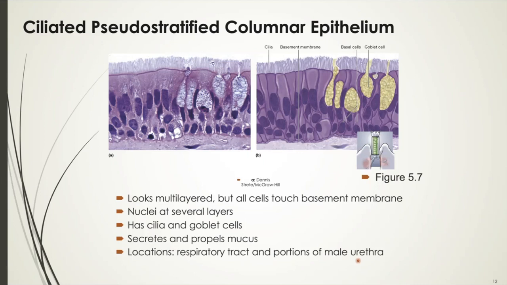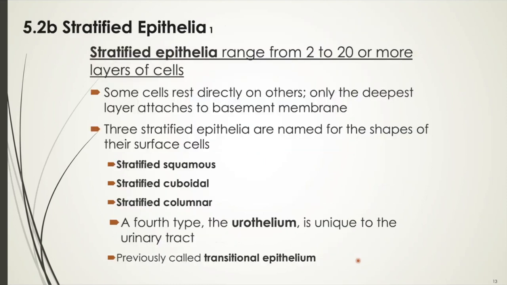As you can see here, portions of the male urethra, the cilia need to move that sperm on along to help it out and clean it out. Not clean it out, help it on its way. Okay, so let's talk about the stratified epithelia.